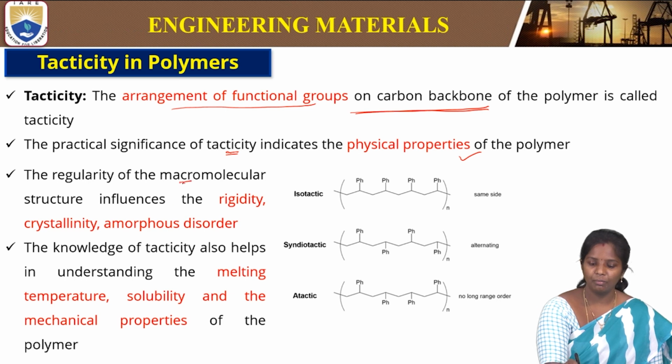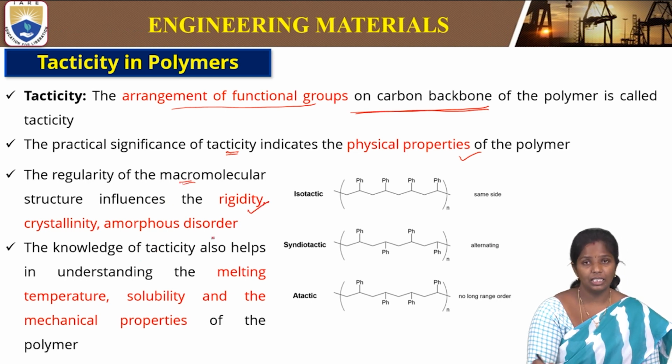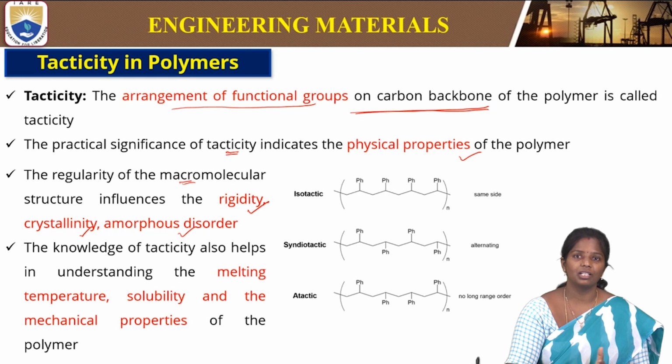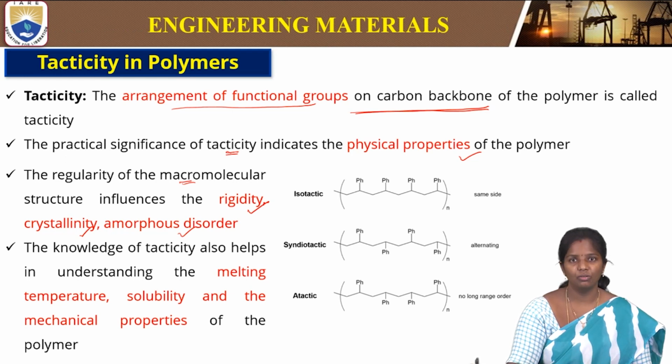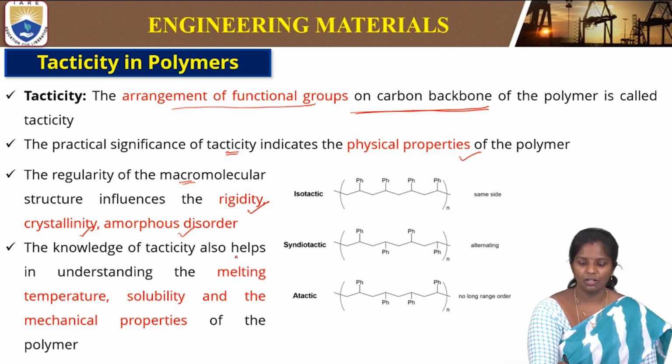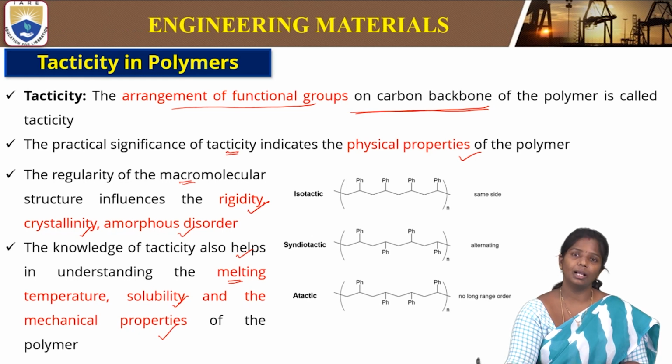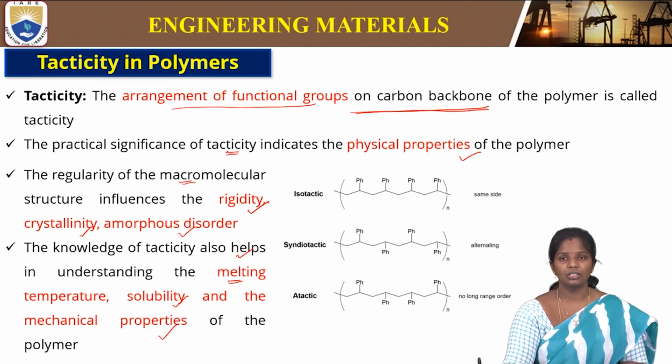The regularity of the macromolecular structure influences the rigidity, crystallinity and amorphous order. So there will be some differences in the rigidity, crystallinity and amorphous nature of that polymer depending on the arrangement of functional groups. As we have seen in our lower classes, depending on the functional group, the reactivity depends. So when the reactivity varies, the properties also vary. This knowledge of tacticity also helps in understanding the melting point or temperature, solubility and mechanical properties. These are important aspects during our applications to any equipment or the industry.